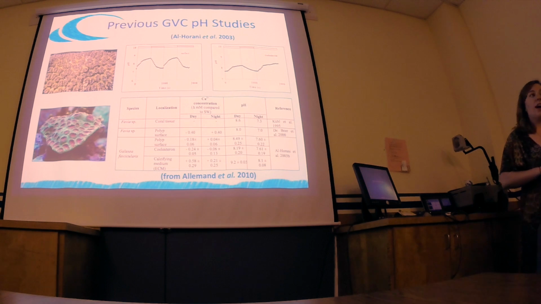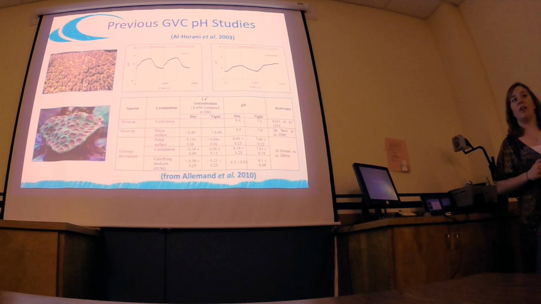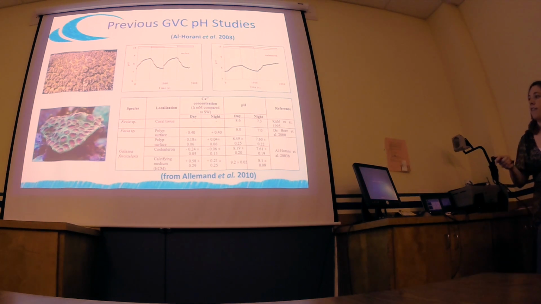Several other studies have looked at the internal pH, the GVC pH of corals, and here we have a review that compiles several of the studies. But one study by Al-Horani shows some data here. This is the surface of the polyp again, and here is within the gastrovascular cavity. And what they showed is in the light, which are these light bars, that the pH within the GVC increases, and it comes well above the external pH.